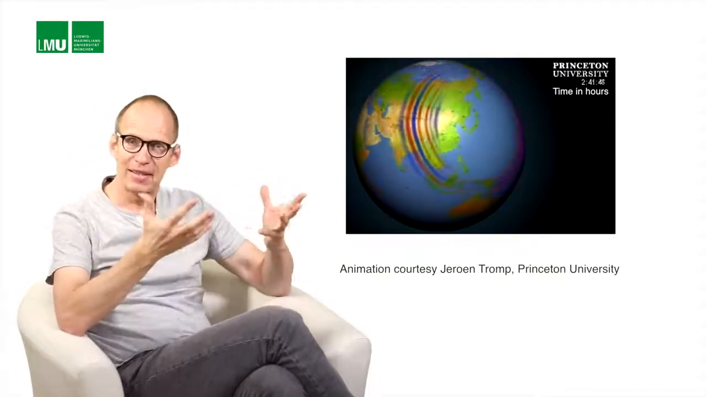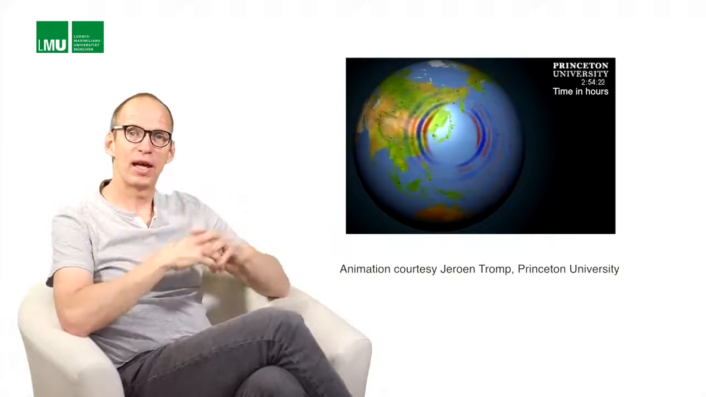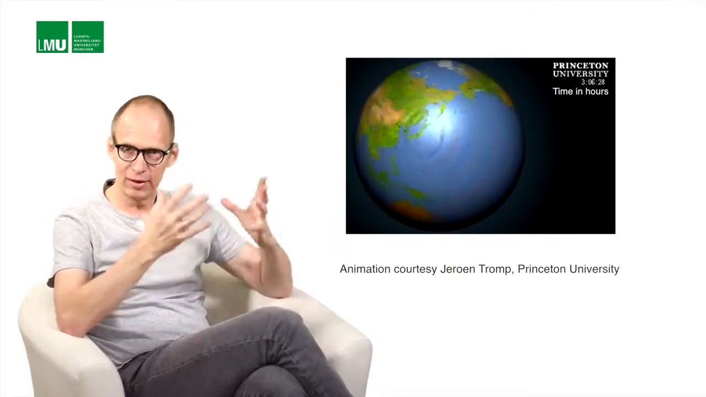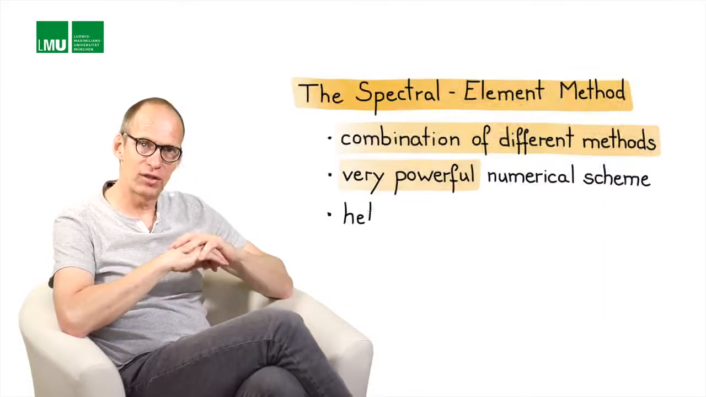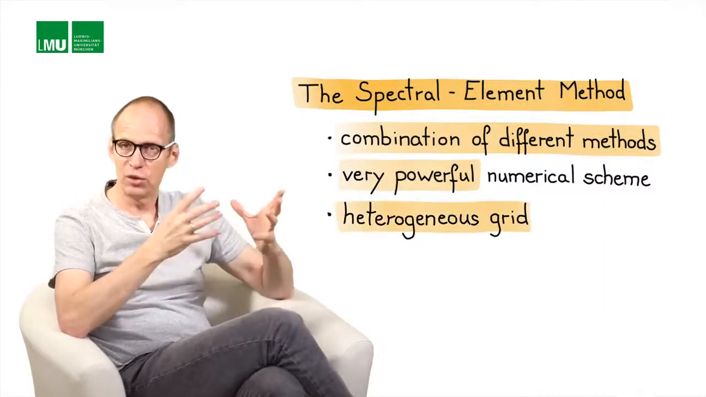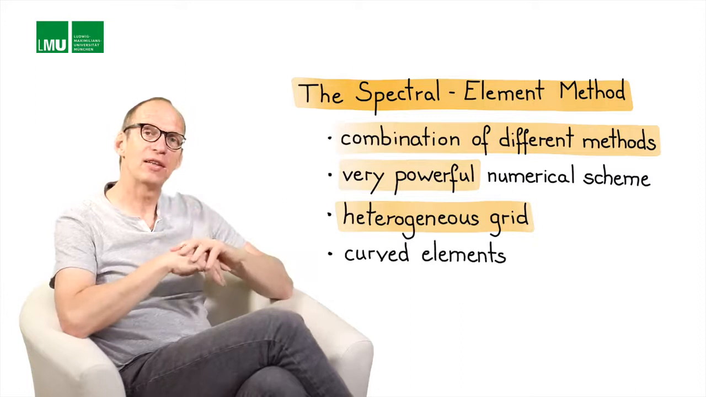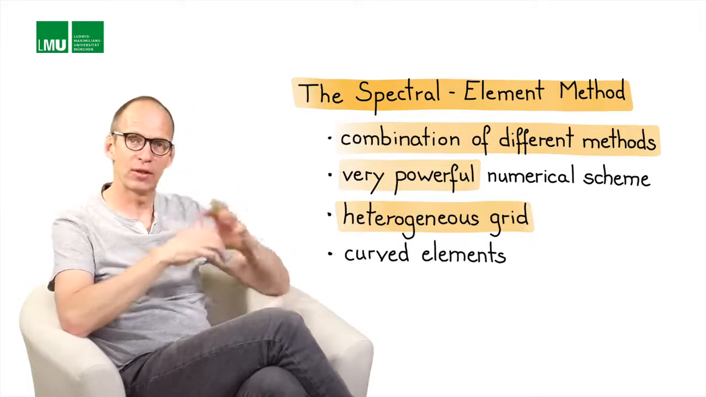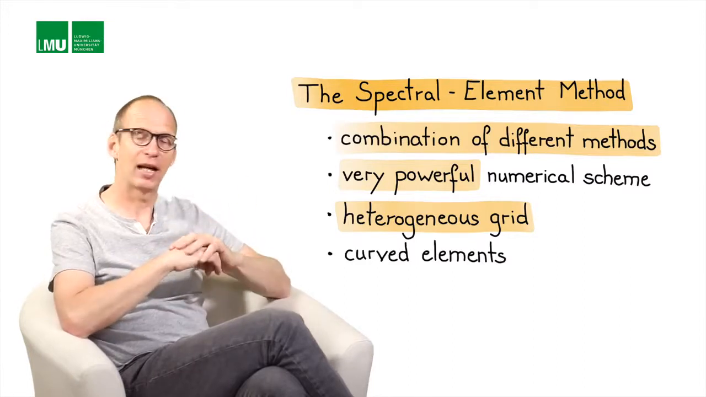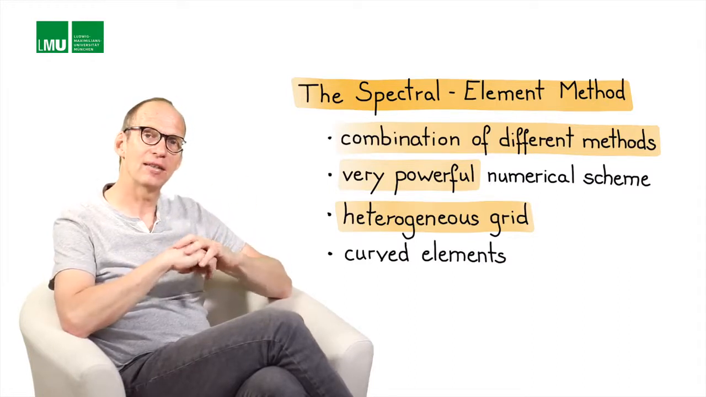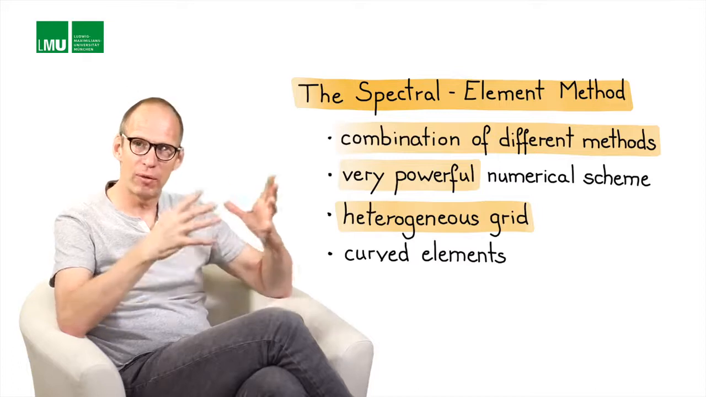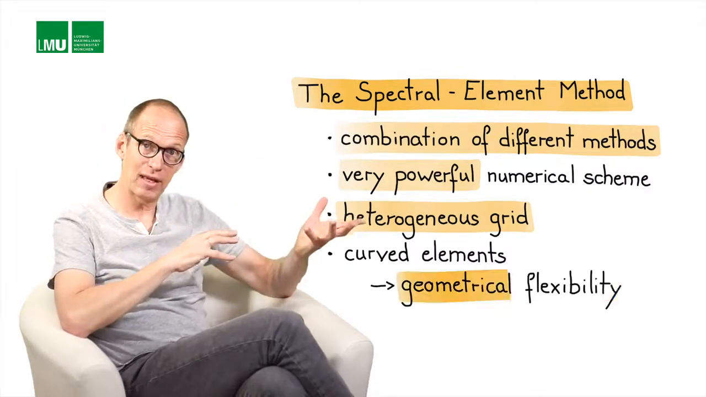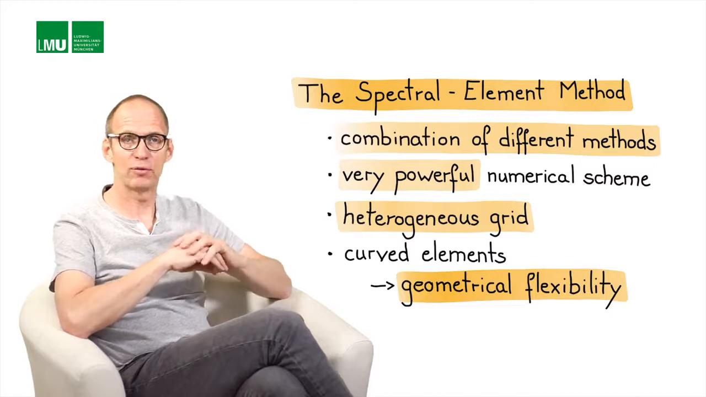Now, as an example, this is developed on a very heterogeneous grid. It uses curved elements. These elements are actually adapted to the spherical surface. So that's one of the wonderful properties of the finite element method. It basically shows some of the geometrical flexibility that finite elements have, that we also make use of in spectral elements. Now, I said it's a clever combination of different methods.